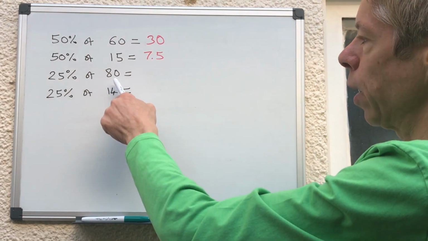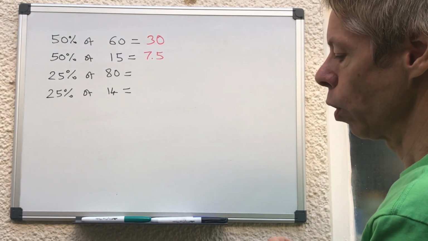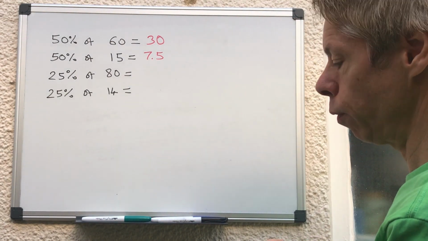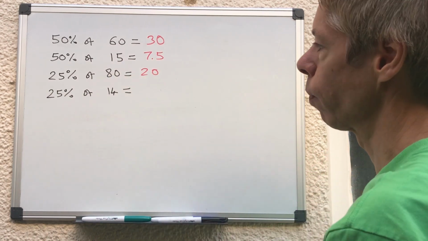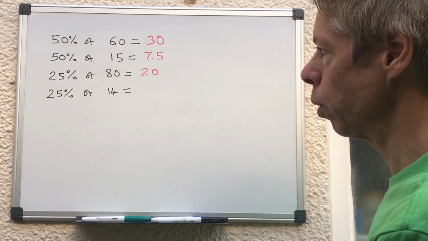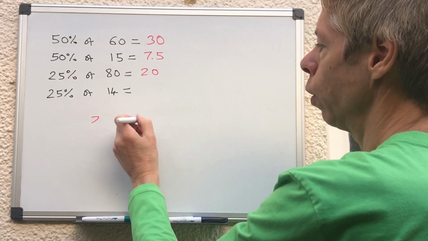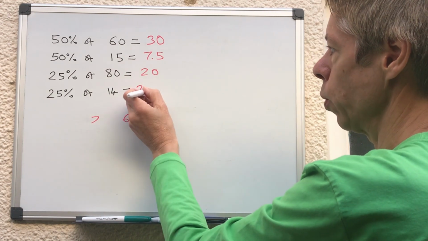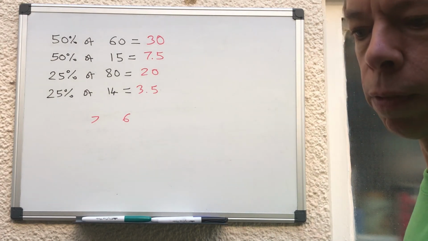Right, 25% of 80 is a quarter of 80. So half of 80 is 40, and then half of 40 is 20. And also 4 times 20 is 80. Right, 25% of 14 is a quarter of 14. So what we can do is halve it to get 7, and then take off 1 to get 6. Half of 6 is 3, and then half of the odd 1 is always 0.5. So 25% of 14 is 3.5.